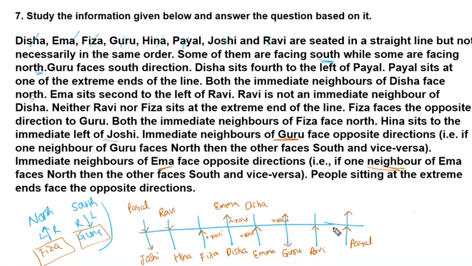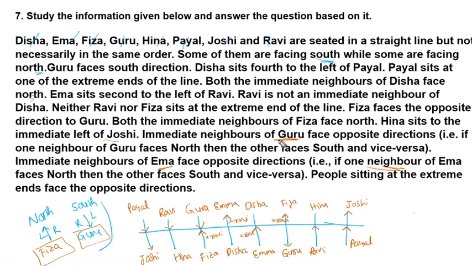So by using this point, we will go with respect to the top possibility again. If I put Joshi here, Joshi, immediate left, who is present? Hina. So we already know that Fiza is facing north and Guru is facing south. So put Fiza here and put Guru here. I think we have got all the persons according to both the possibilities. Both are the same, but this is from left to right and this is from right to left. Just see whether we are getting any directions or not.